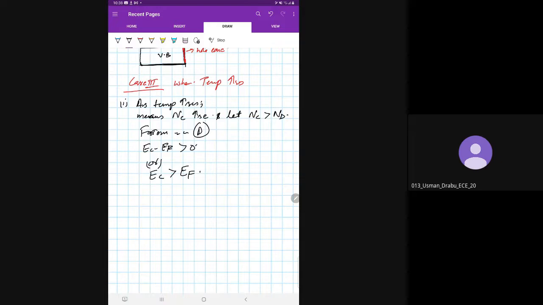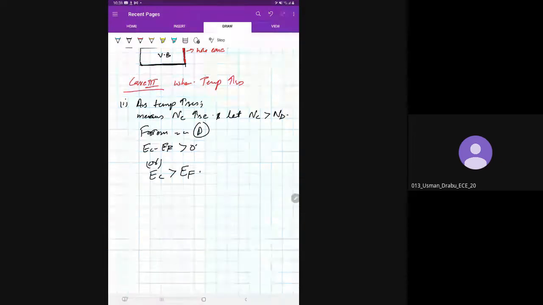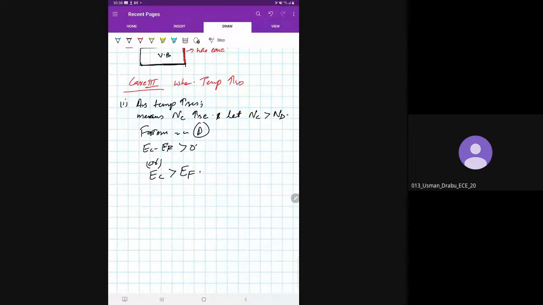As temperature increases, the minority carrier concentration will also increase. We have already discussed this in class. And at very high temperatures, as we have discussed, an extrinsic semiconductor is converted into an intrinsic semiconductor.